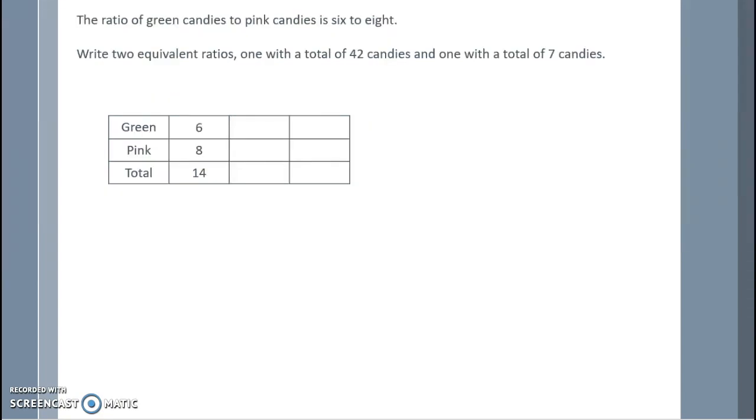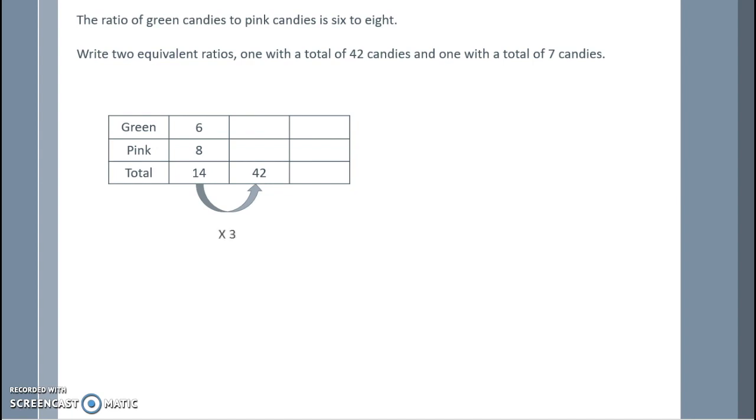The ratio of green candies to pink candies is 6 to 8. Write two equivalent ratios, one with a total of 42 candies and one with a total of 7 candies. I know that there are 6 green to 8 pink for a total of 14. We're particularly interested right now in 42 candies for a total. So we ask ourselves, what times 14 will give us 42?